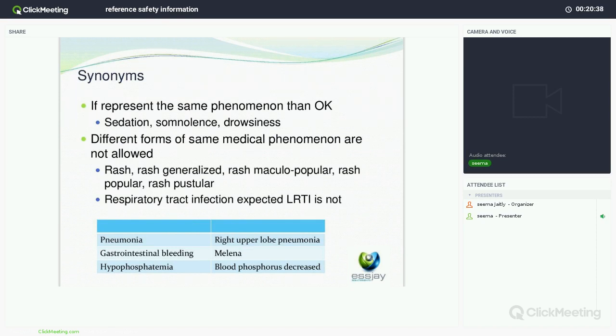And if we look at respiratory tract infection, if that's expected, and you had a report of lower respiratory tract infection, that wouldn't be considered expected, that would be unexpected. Now, the table, again, this is from the CTFG guidelines and shows what could be used synonymously. You can see here pneumonia, right upper lobe pneumonia, etc., and a couple of other terms here.